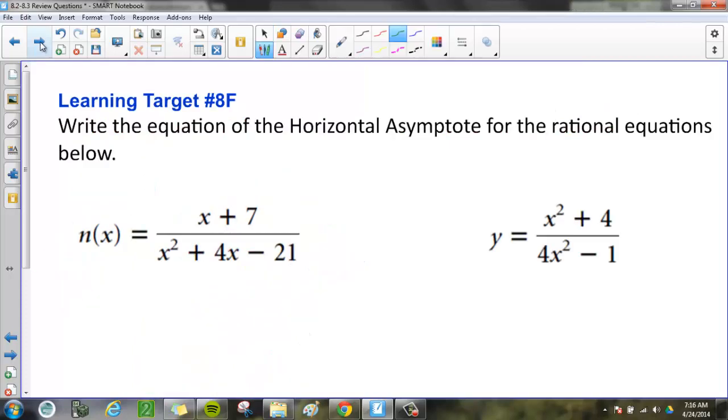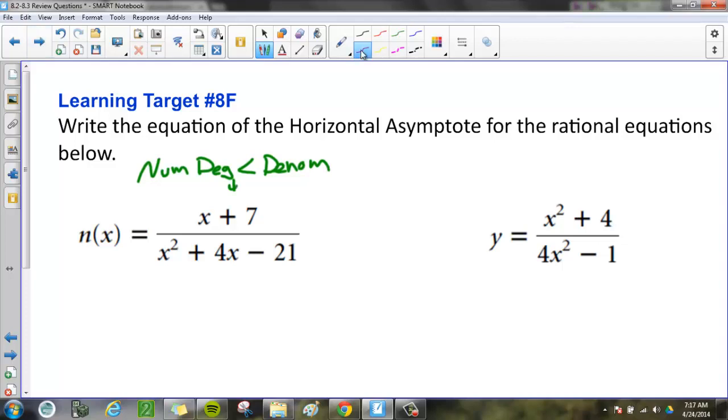Moving on. Oh, this is going well. I think this is the last one. We want to write the equation for the horizontal asymptotes for the rational equations below. This is great. Okay, we got two scenarios here. This is the scenario when the numerator degree is less than the denominator degree. And I'll explain that. Look at the one below.